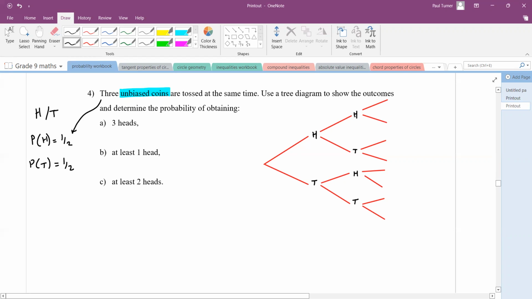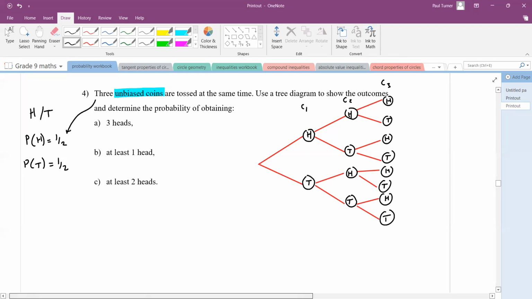And I've already started to make a diagram here. So our coin 1 is here, so we can get a head or a tail. Coin 2 is here, head, tail, head, tail. And for the third coin, we need to add them. So we got a head, tail, head, tail, and we continue down repeating those letters, head, tail. So this should give us all the outcomes.